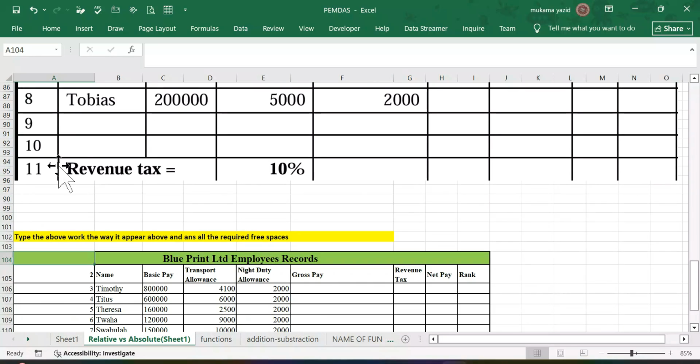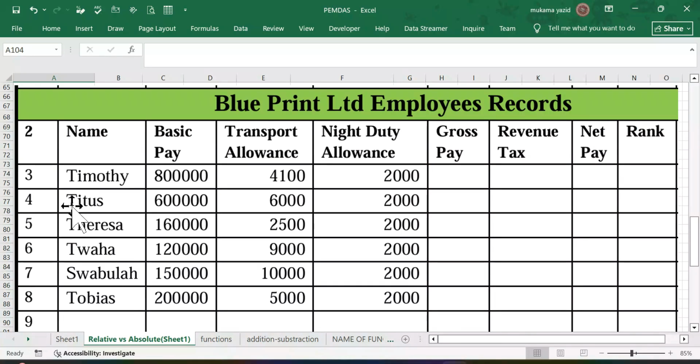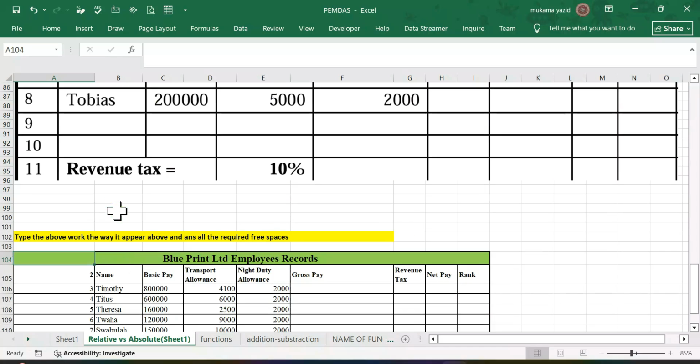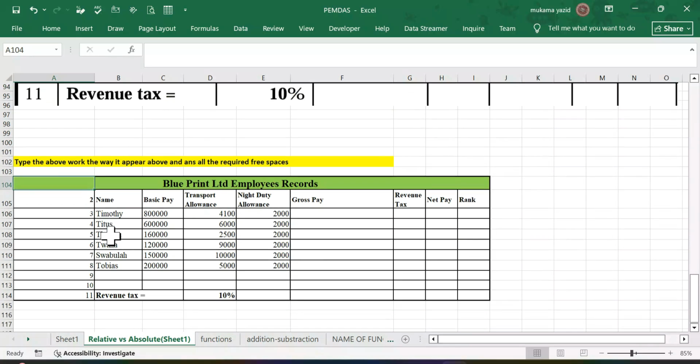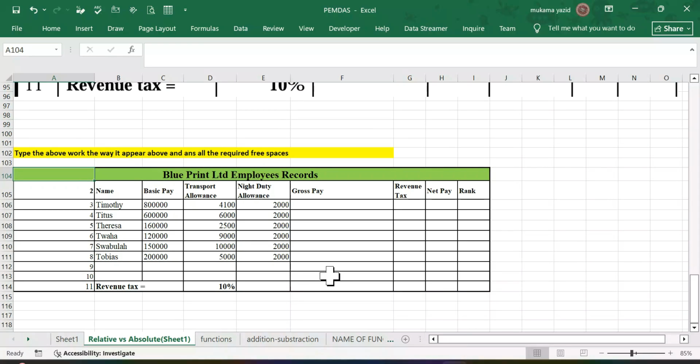First, type one by one: come here and see what is there, and you just type. Wherever we see a free space here, it needs some answers, so we need to put some answers there. First of all, we have gross pay, revenue tax, net pay, rank, remarks. Then we have basic, transport allowance, and other allowances. And these are names.